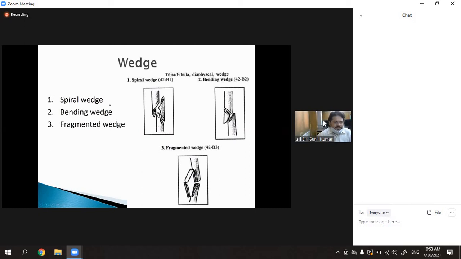So for the wedge fracture, which is 2B, like 4, 2B, wedge fracture. And in the wedge fracture, 1 is the spiral wedge, 2 is the bending wedge, 3 is the fragmented wedge. 4 is the tibia, 2 is the shaft diaphysis, B is the wedge fracture, 1 is the spiral wedge, 2 is the bending wedge, and 3 is the fragmented wedge. The wedge fracture which is fragmented is the B3.